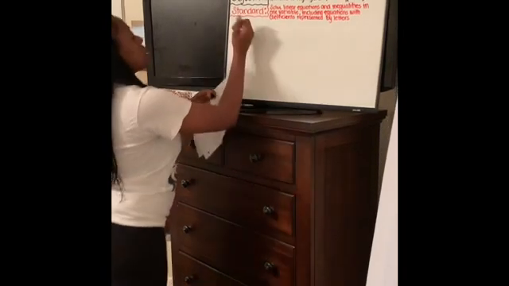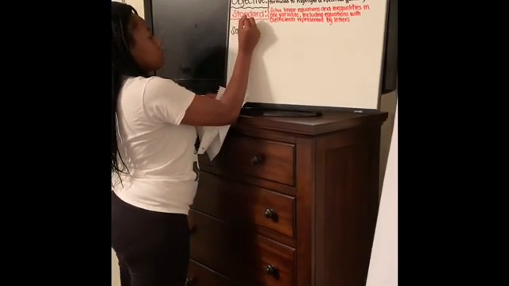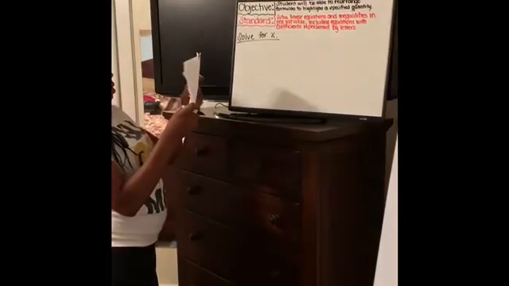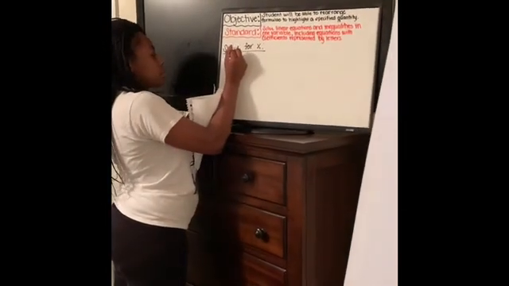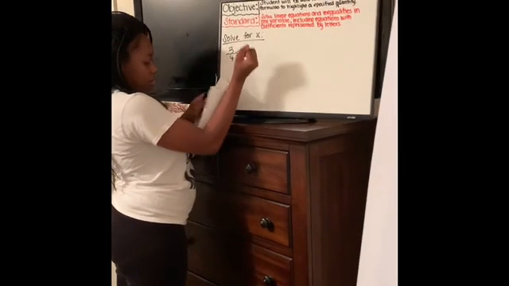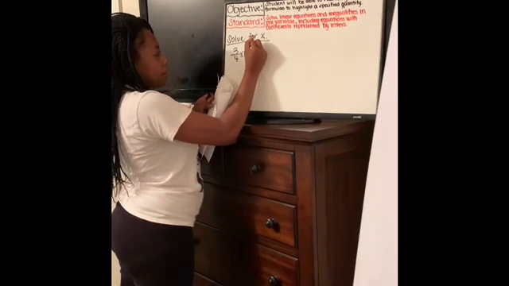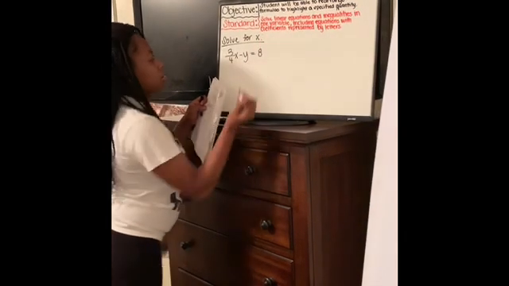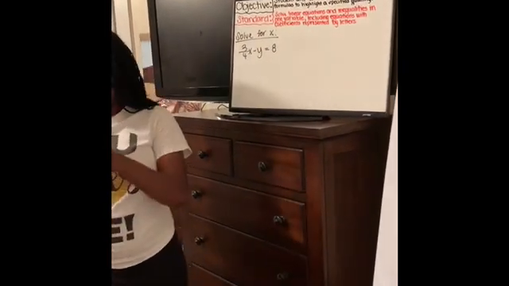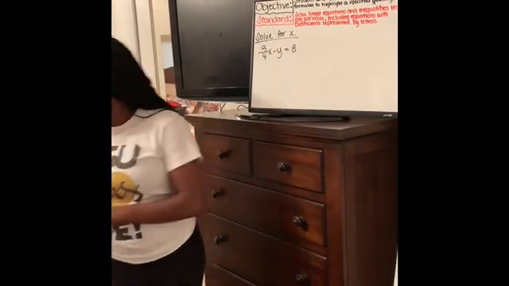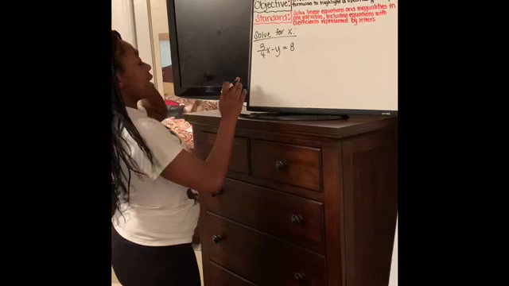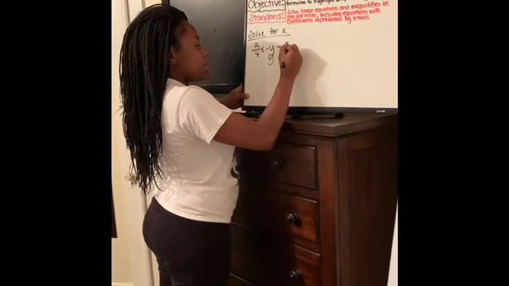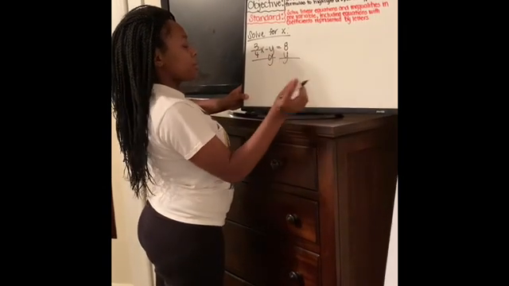All right, for this one, we want to solve for x. So we have 3/4 x minus y equals 8. Okay? Don't let the fractions scare you. Fractions are easy. So, of course, we want to get x on the side by itself, so we should add y to this side and add y to that side. Remember, what you do to one side, you do to the other.